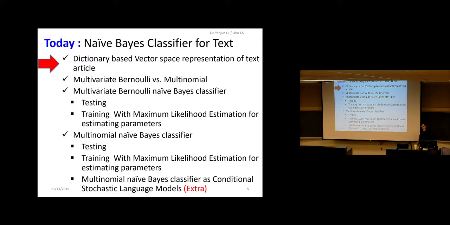All right, so this is today's content. I'm going to first talk about how you represent a text document. Then there will be two naive Bayes classifier models which are popular for representing text data and performing text-based prediction. The first one is called the multivariate Bernoulli model, and the second is called the multinomial Bayes classification model. For each of those, I will talk about how you train and how you test, and this is exactly how you're going to implement it in homework 5.